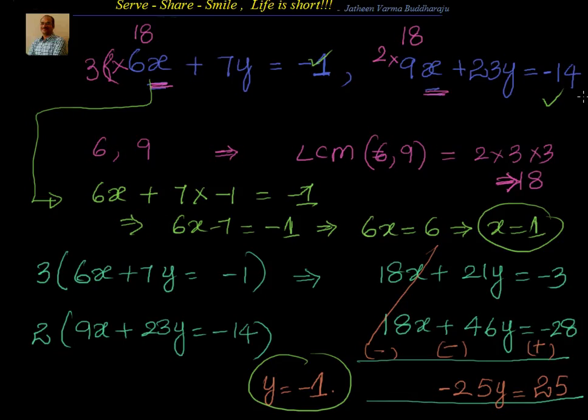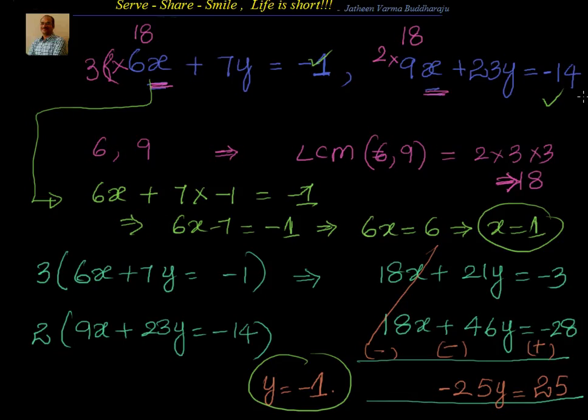To do that, you have to multiply the first equation and the second equation by the respective numbers, so that both coefficients become equal to the LCM. Then you can subtract or add them according to the signs of that variable in both equations. Then you can find out the value of x or y. Once you have the value of one variable, the other variable can be found easily.